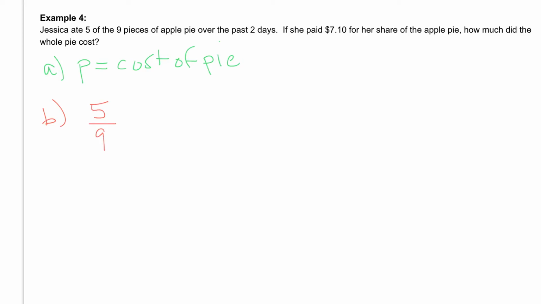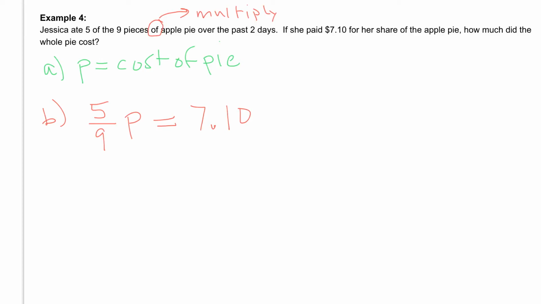Now after the 5/9 is the word of. We're taking 5/9 of something. If we take something of something else, that refers to multiplication. So it's indicating that we should multiply by something of that apple pie. Since we're talking about the cost of the pie and her share of it, we're going to take 5/9 and multiply it by P, which is the whole cost of the pie. And that's going to equal the amount she paid for it, which was $7.10.